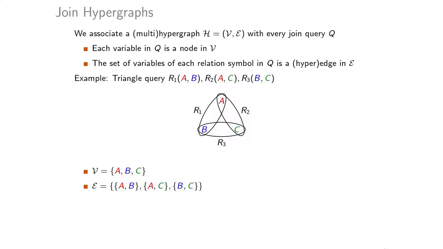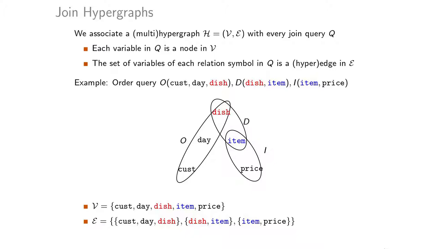Good. So another example, the order query: you can put customer, day, dish, item, and price as the variables, so the nodes. And then you draw the hyperedges. For instance, the O relation has customer, day, and dish, so there is a set going over all three of them. So that's a hypergraph as well.